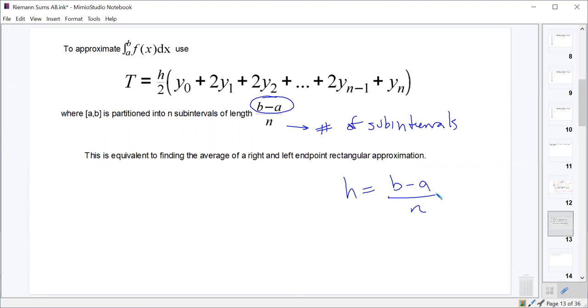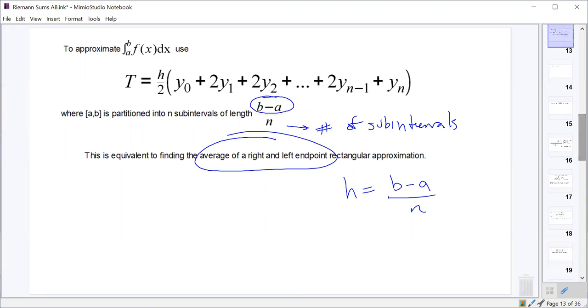Good. All right. And so one other important thing to note is that this is the same as finding the average of a right and left endpoint rectangular approximation. So it'll come out to be exactly the same if you do either one of those, trapezoidal, or you do the right and left and average them. But often it's easier to get the trapezoidal approximation if you have equal subintervals, because you can just use the formula. And it's going to be a better approximation than any of the other approximations are as well. Everybody good? Any questions?